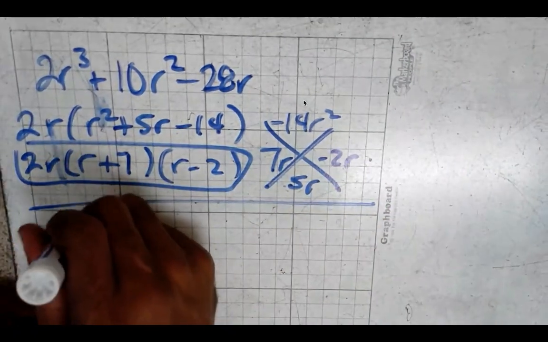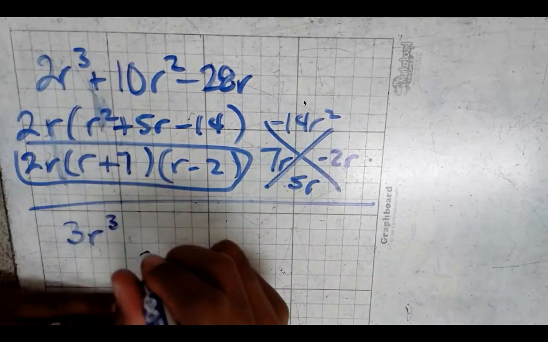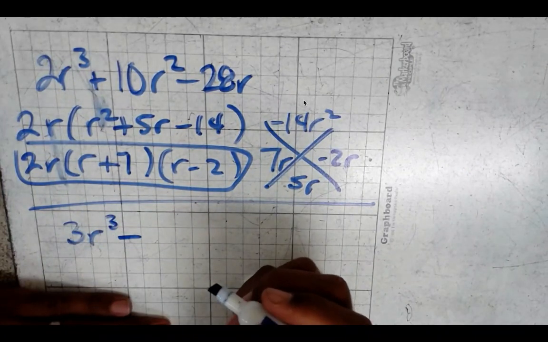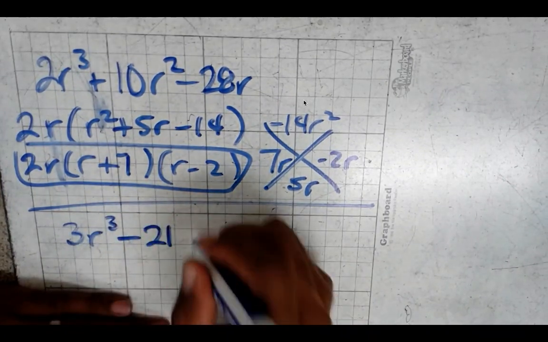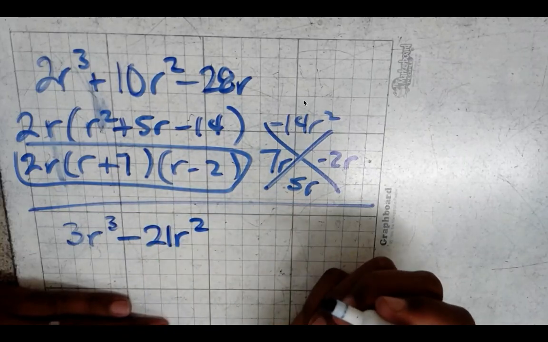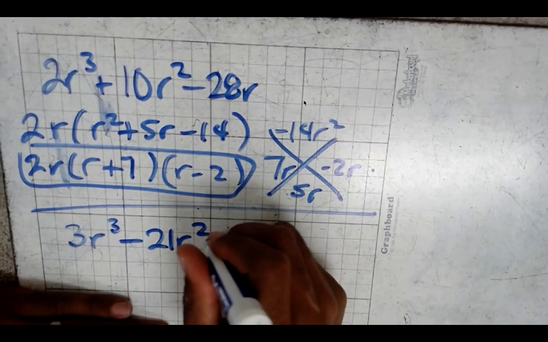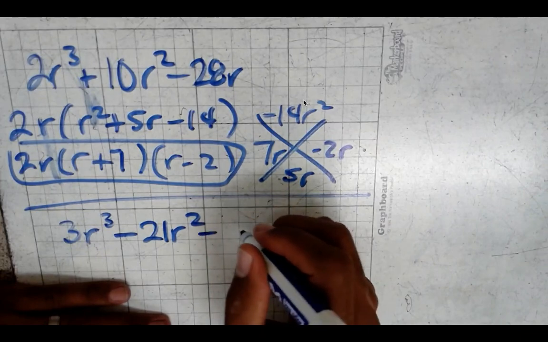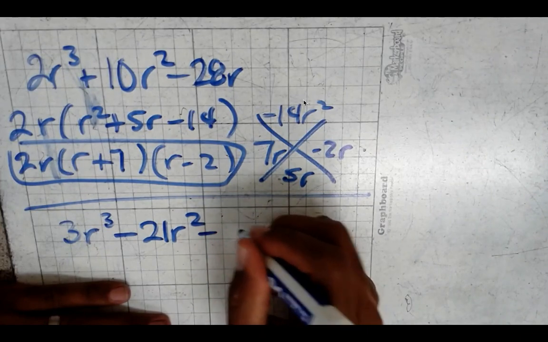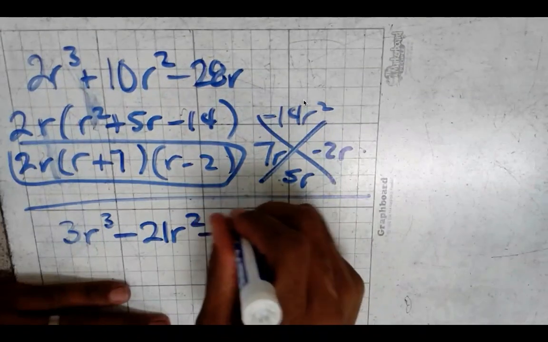The one I want you to do is 3r cubed minus 21r squared, and then minus 54r.